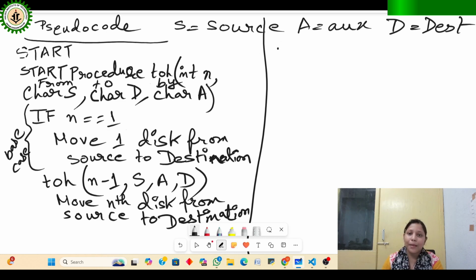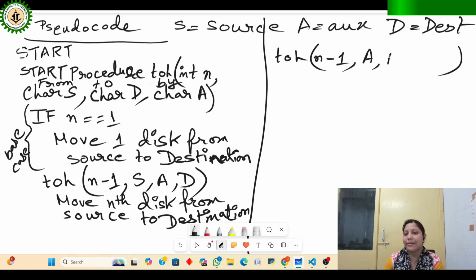Next step, again Tower of Hanoi n minus 1. Again remember it is ADS. ADS means from auxiliary, the remaining disks are moving from auxiliary to destination via source. And here the end of if comes, then end of procedure. This is mainly in the else part.